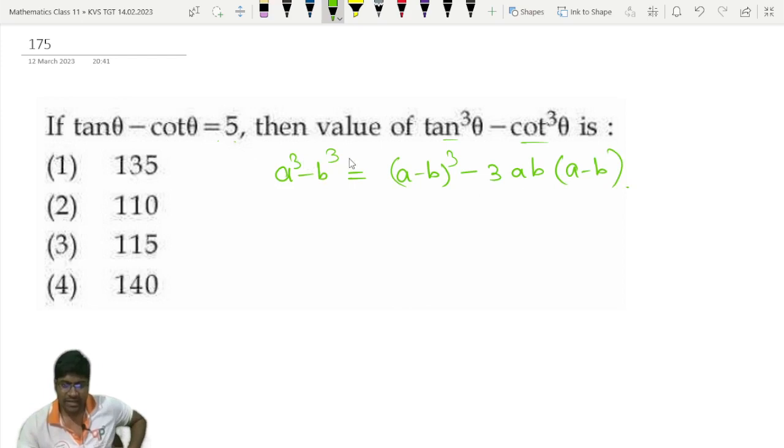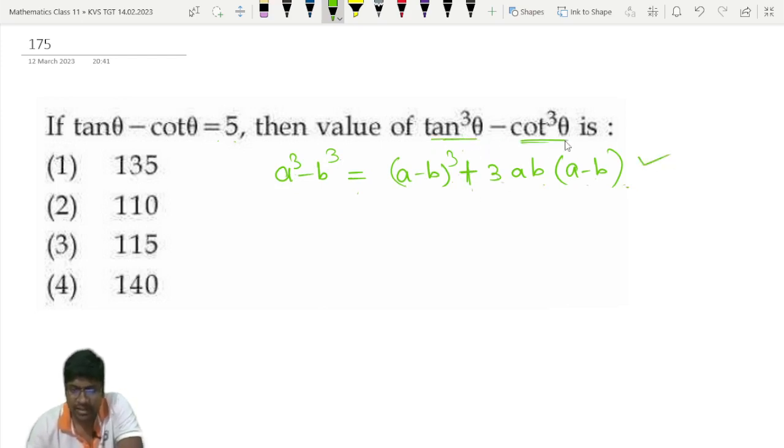a cube minus b cube. (a minus b) whole cube means a cube minus 3a square b. So we are getting minus 3a square b, so it will be plus 3ab into (a minus b), plus 3ab square, so minus 3ab square will be cancelled, minus b cube. Okay, this is correct. So a cube minus b cube is equal to (a minus b) whole cube plus 3ab into (a minus b). Now this formula we will apply here.